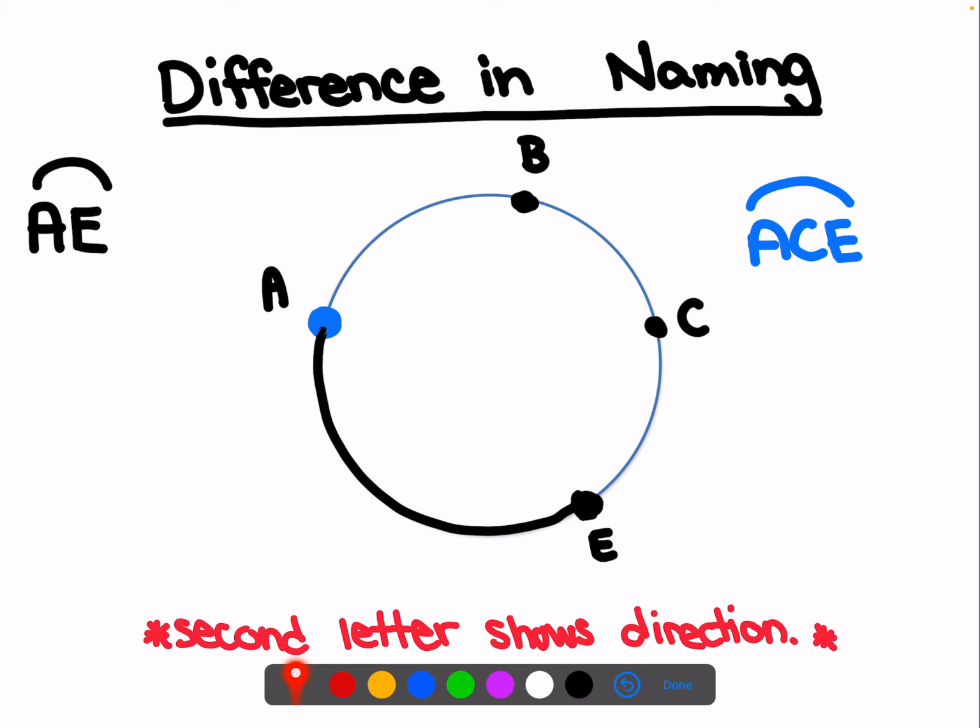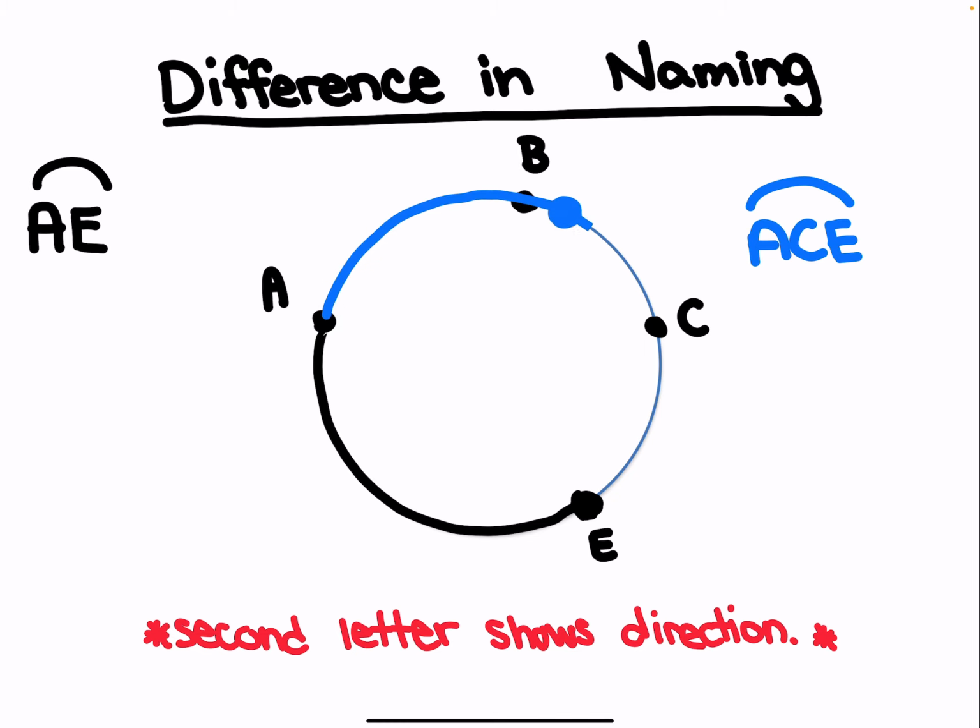So let's see this path. Start at A, go towards C, and then end at point E.